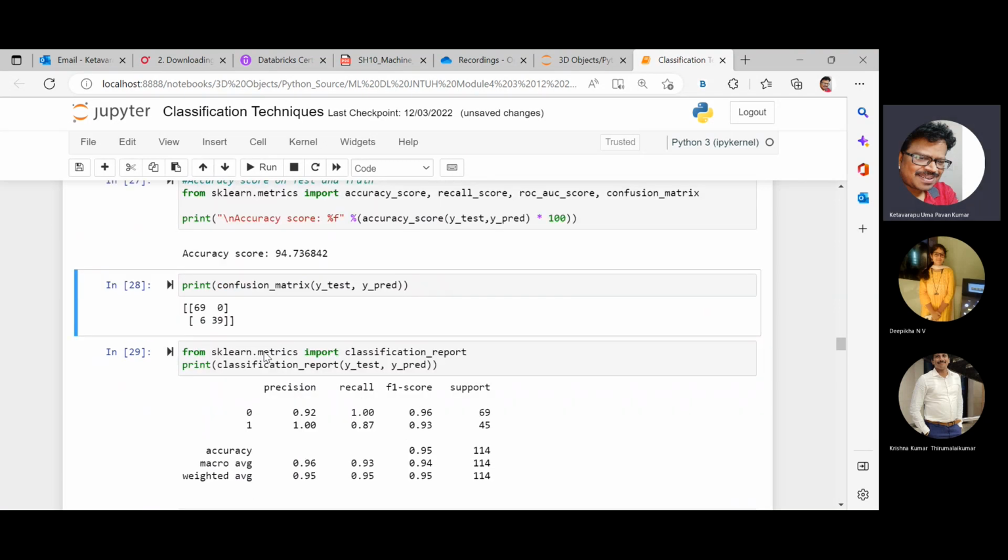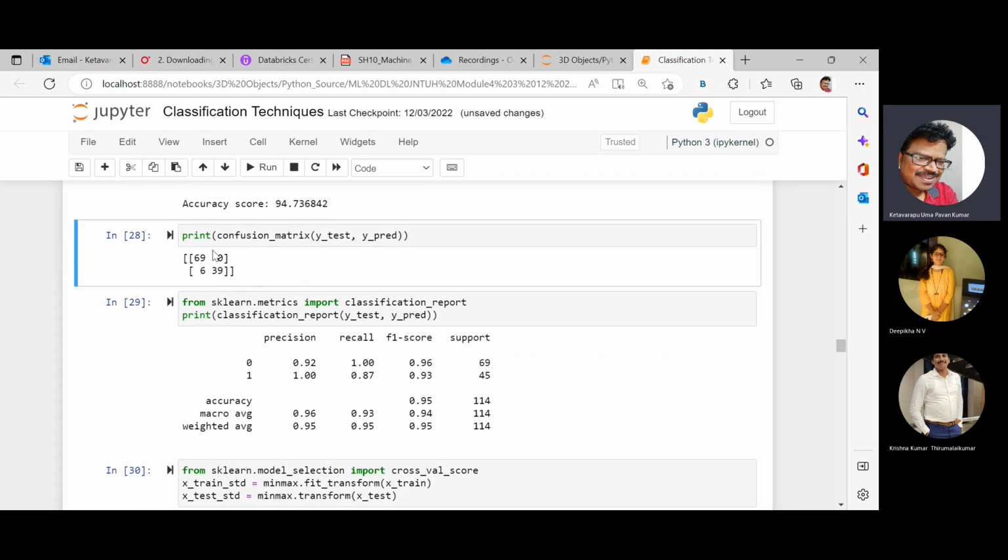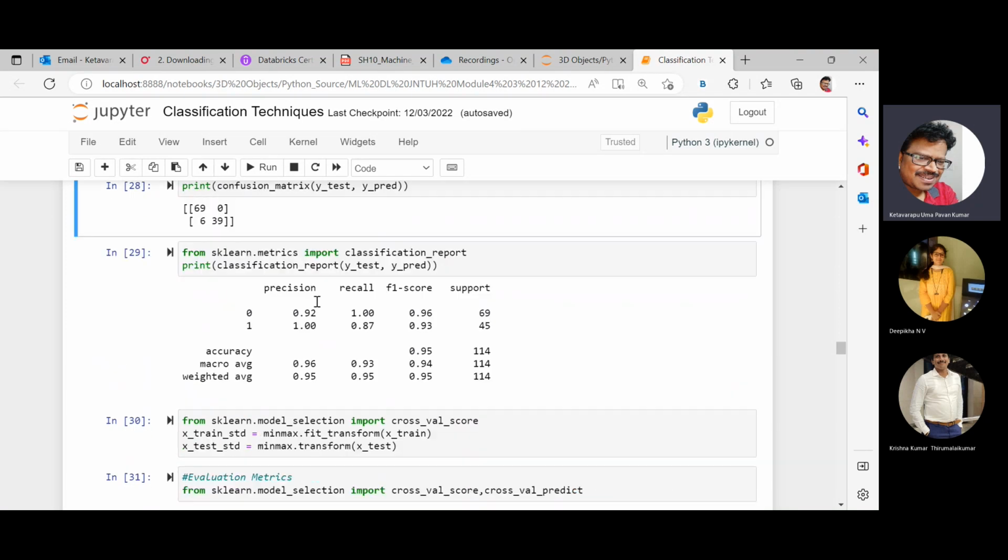Then the confusion matrix: true positives, true negatives, false positives, false negatives, all these conventions. These are the positive cases, 69 and 39. Only six misclassifications happen. So this depends on the capabilities of the data scientist, which do not lie in rote learning or studying many things, but in intelligently making use of this knowledge in the implementation. Then I can see the classification report, which involves precision, recall, F1 score, and support, all these conventions.